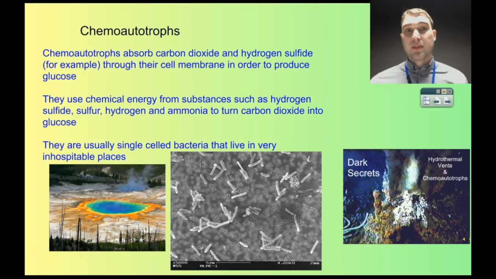Chemoautotrophs are different. They use carbon dioxide and a chemical like hydrogen sulfide to make their large organic compounds. They use chemical energy from things like hydrogen sulfide, like we set up here, but they can also use elemental sulfur, hydrogen, and ammonia. They're all fairly reactive substances, so they use the chemical reactions to derive enough energy to join carbon dioxide together in particular ways to make glucose. They also need some hydrogens in there as well. They're usually single-celled bacteria, and they live in very inhospitable places. So here we have a natural hot water pool, and you can see the minerals in the water there.